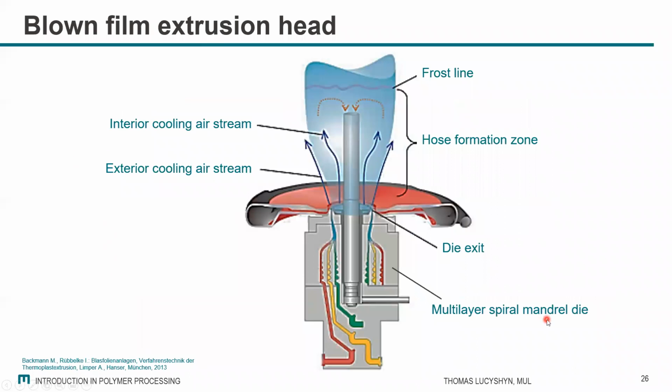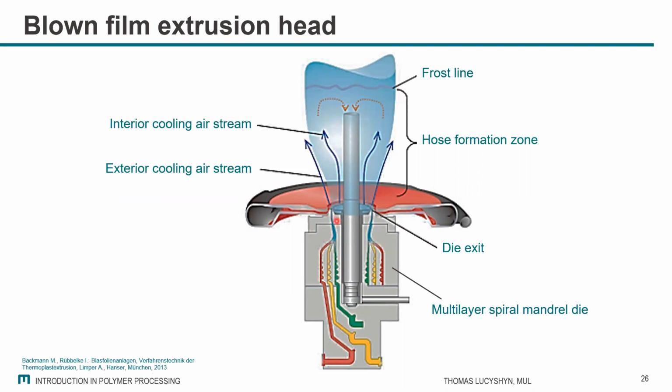Having a look at the die. Once again, we have this multi-layer spiral mandrel die, as I showed you before, but now for more materials. So typically films are not made of one material, but have a layer structure or multiple layers in order to have all the requirements fulfilled. In many cases, one polymer is not sufficient. We need more layers with different functions, like barrier functions, mechanical properties, and so on. So it's not easy to achieve a property profile with one single material.